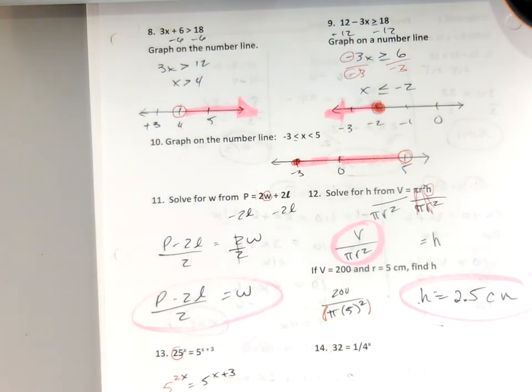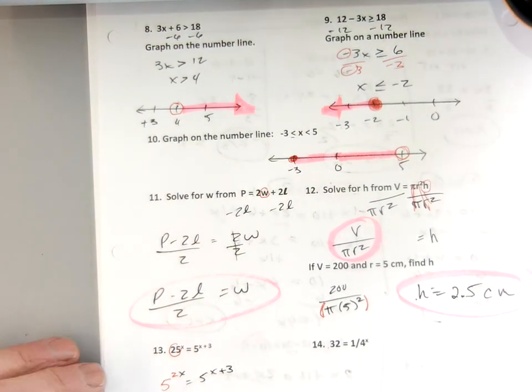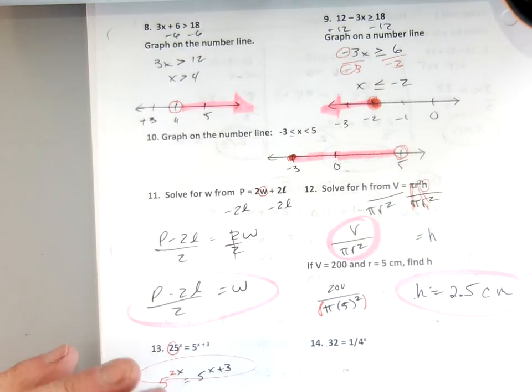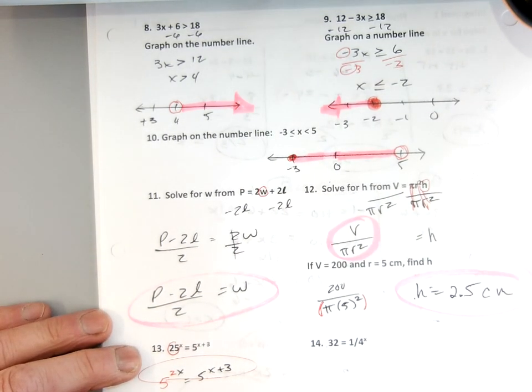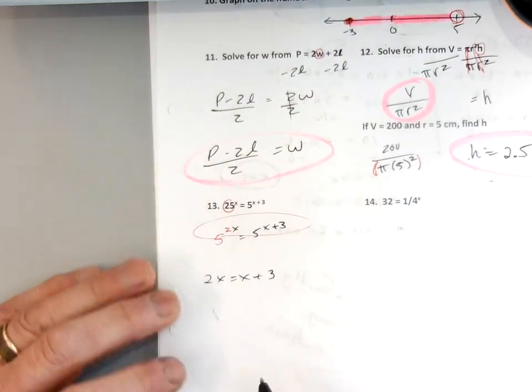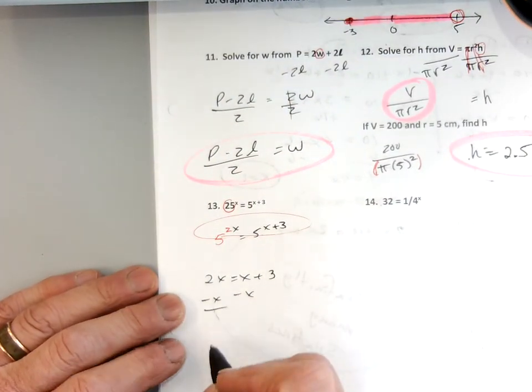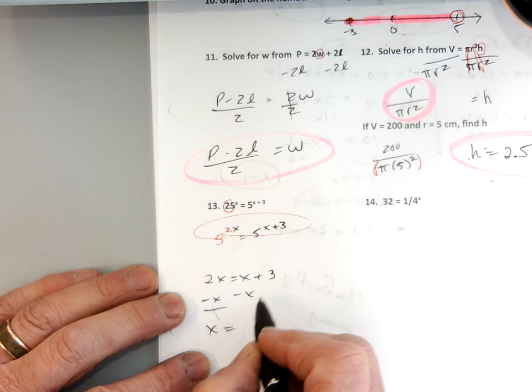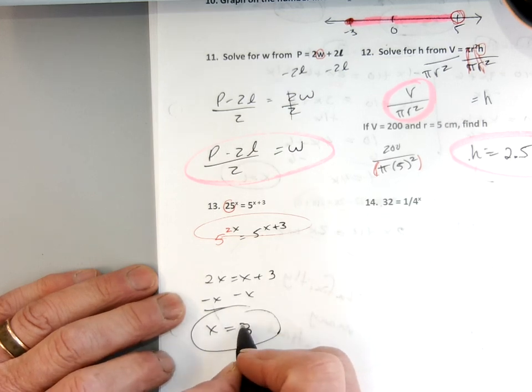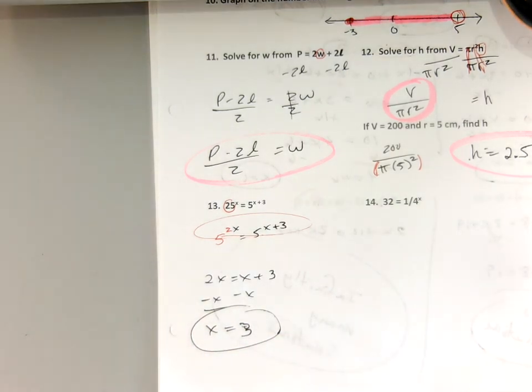Okay, once we have the exact same bases, we can just solve for the exponents. Okay, so we're going to solve 2x equals x plus 3. All right, then I'm just going to go minus x. I'll have x equals 3, and that is your answer. Okay, that's a 3. All right, almost there.